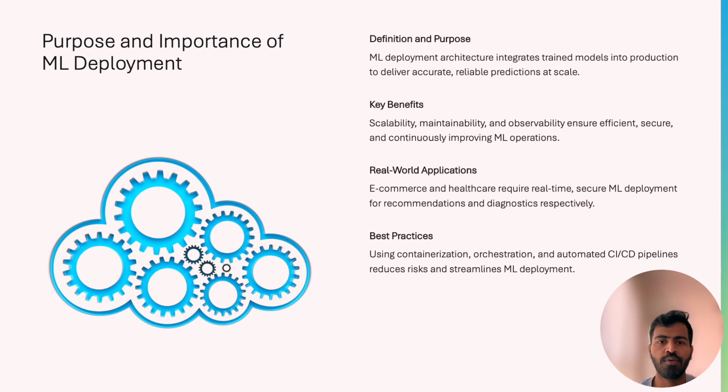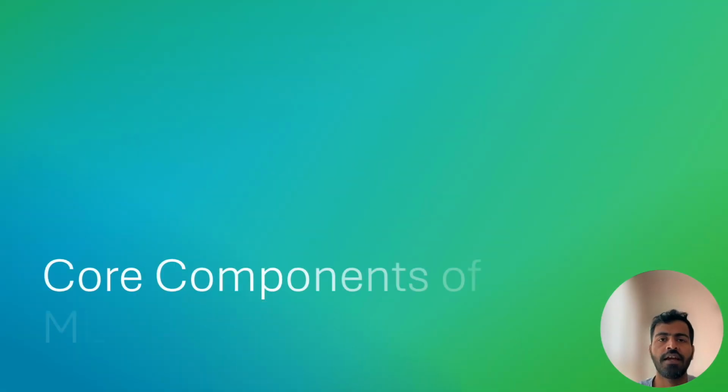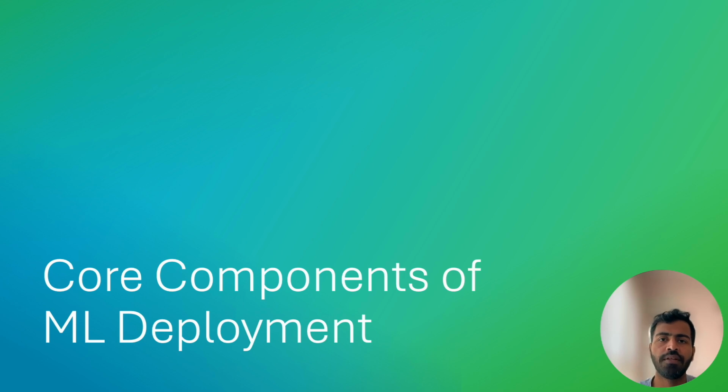So, purpose and importance of ML deployment. Machine learning deployment architecture refers to the structural framework that enables a trained model to be integrated into a production environment for real world use. Its purpose is to ensure that models deliver accurate predictions at scale, maintain reliability, and adapt to changing data conditions. So let's understand the core components of ML deployment.